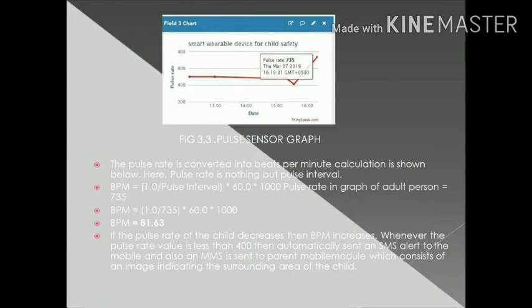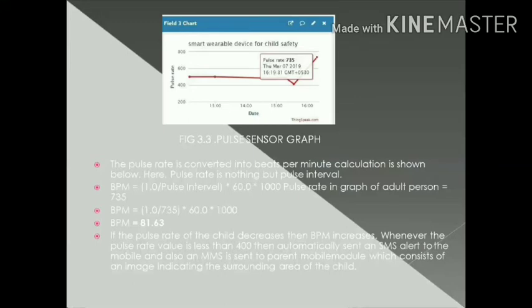Whenever the pulse rate threshold is increased, a message is sent. The pulse rate is converted into beats per minute. The calculation is as below: the beats per minute is equal to 1.0 divided by the pulse interval, the interval of the pulse, multiplied by 60 and multiplied by 1000. Pulse rate in a graph of an adult person. So the value gives you 735.